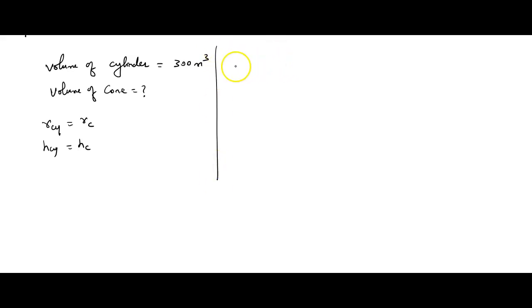Understood? Now first you have to make a note. What is the volume of cylinder formula? Pi r square h. Pi r square h value is 300 meter cube. Then what is the volume of cone? 1 by 3 pi r square h is the volume of cone formula. Now radius and height of both are the same. It means pi r square h is 300 meter cube. In place of this pi r square h, can we substitute 1 by 3 as it is, and 300? Because we already know pi r square h is 300.